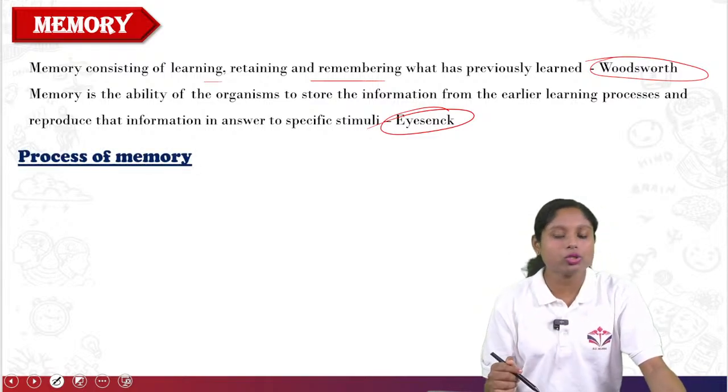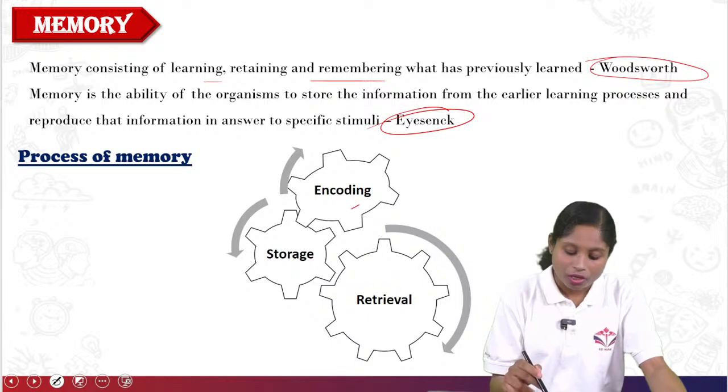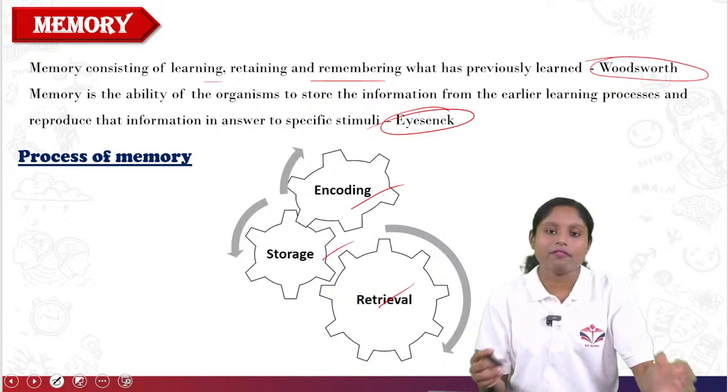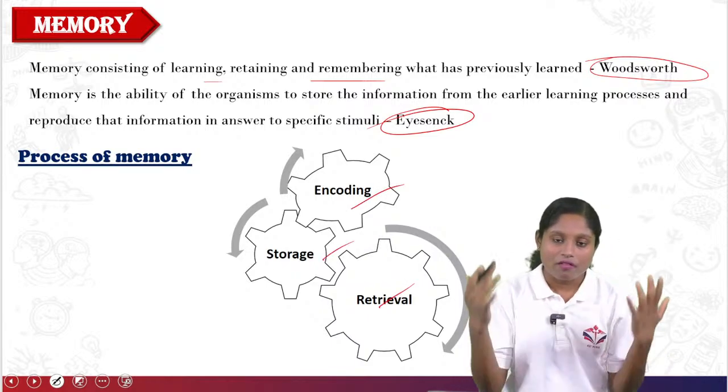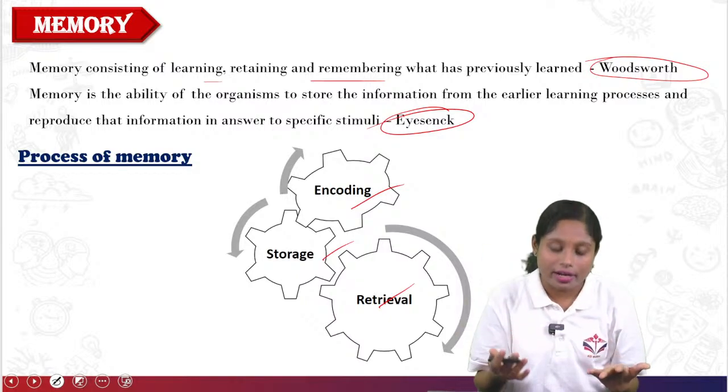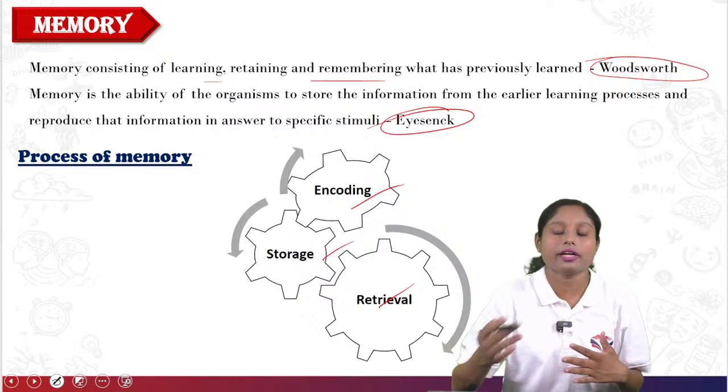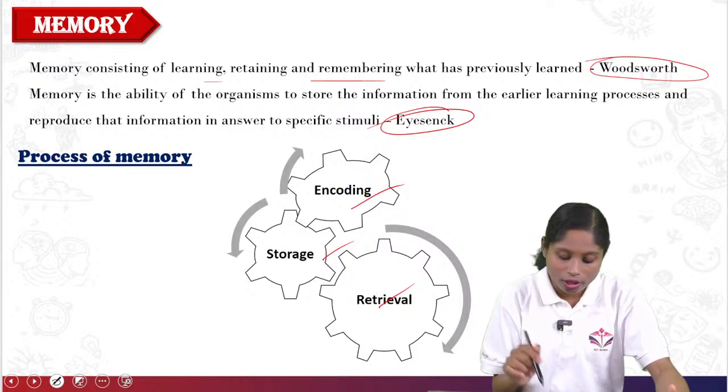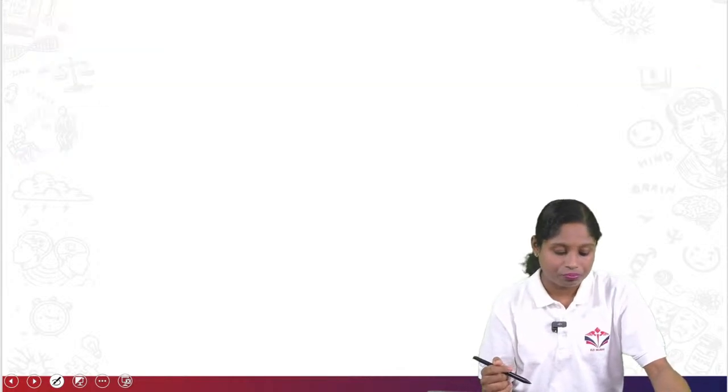Now coming to the process of memory. So what are the processes of memory? Encoding, storage and retrieval. First we will encode, we will learn something, we will store it, and we will retrieve it. So we will recollect that memory. So that is the process: encoding, storage and retrieval.